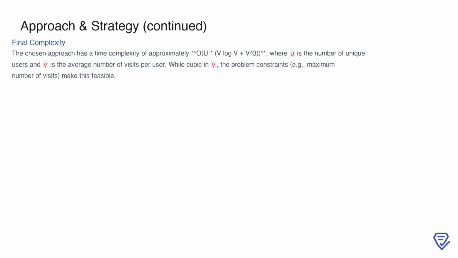The final complexity of the chosen approach is approximately O(U * (V log V + V^3)), where U represents the number of unique users and V is the average number of visits per user. While the cubic term in V may seem high, the problem constraints ensure that the number of visits per user is limited, making this complexity feasible in practice. By reducing redundant computations and leveraging efficient data structures, the approach remains practical for the input sizes typically encountered in this problem.